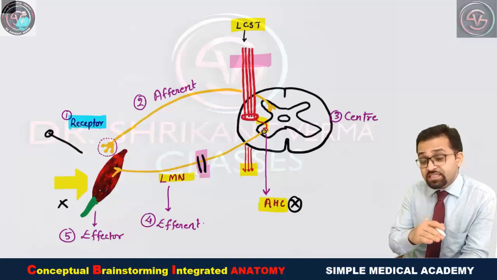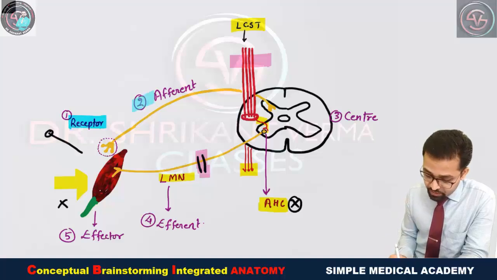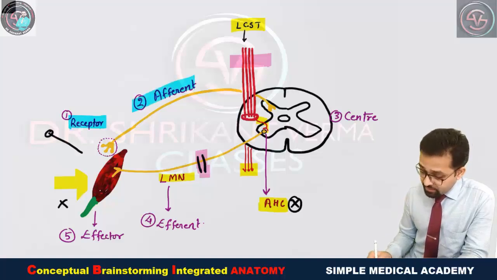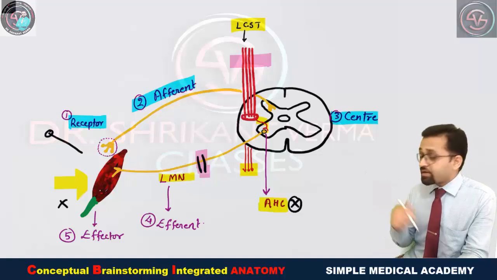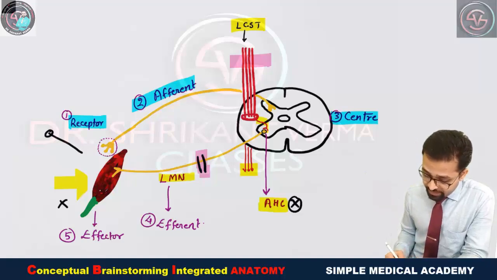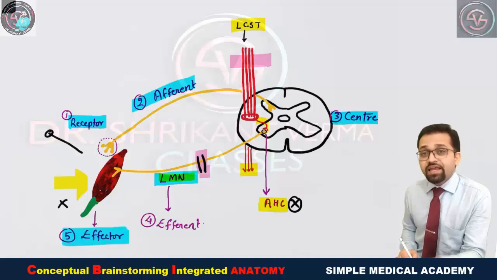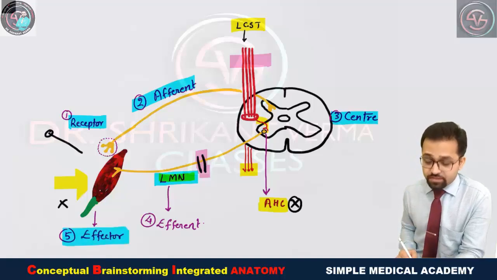Then from the receptor, the sensation will go through the afferent nerve. So afferent nerve, and now these impulses are reaching the center. In this case, spinal cord is the center. Then through the lower motor neuron, the impulse is reaching the effector, or you can say muscle, and then there is the contraction of the muscle.